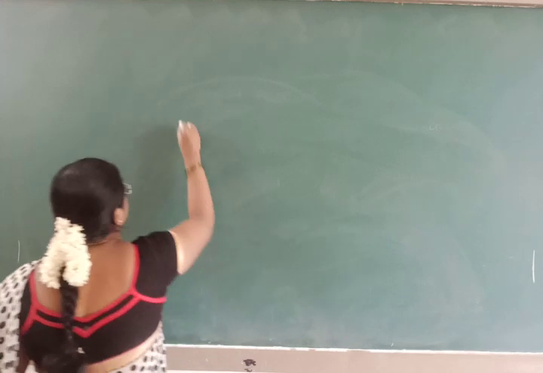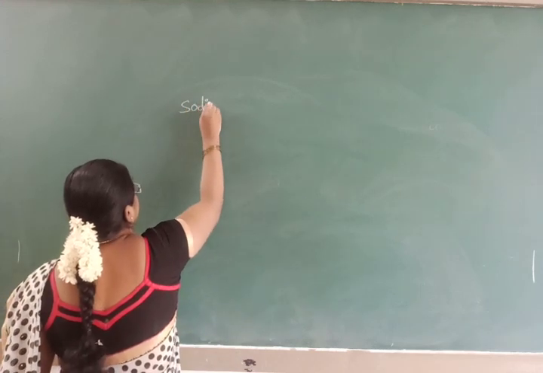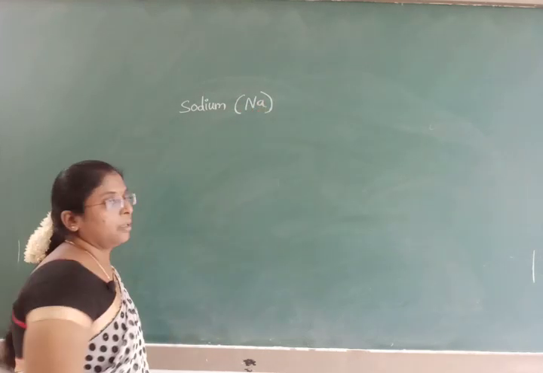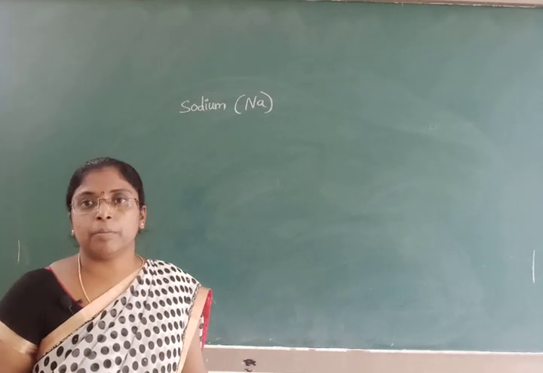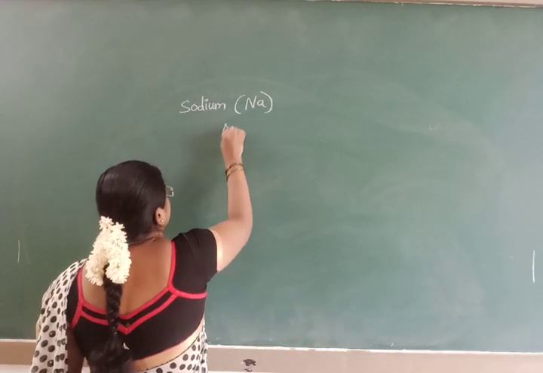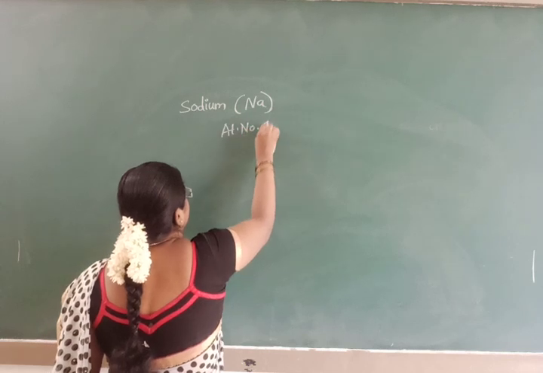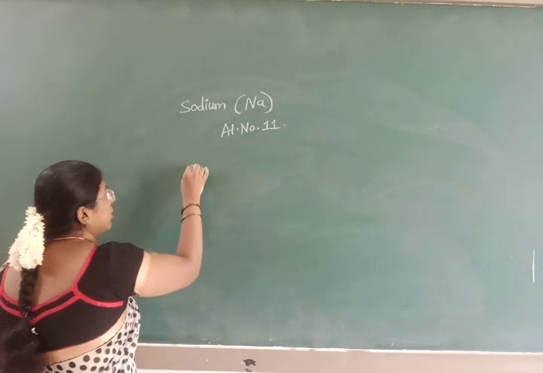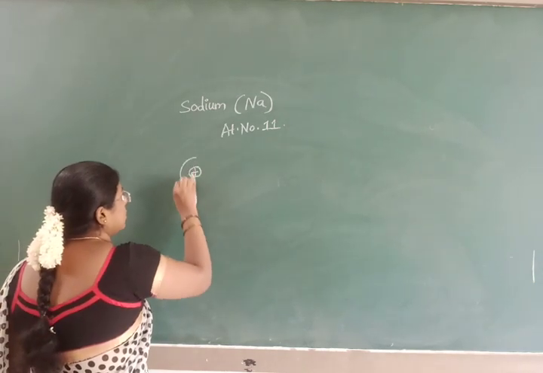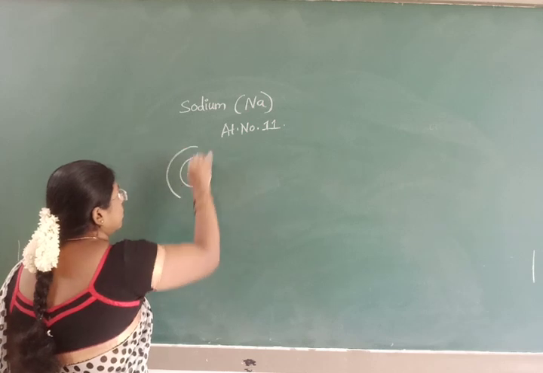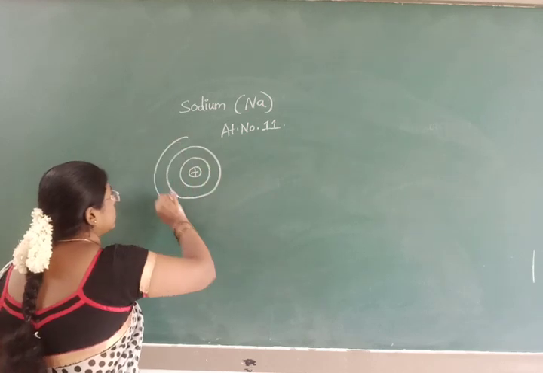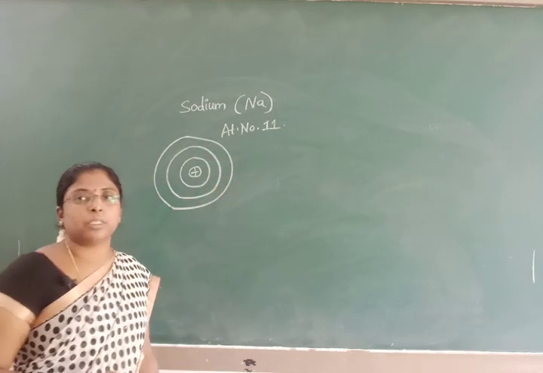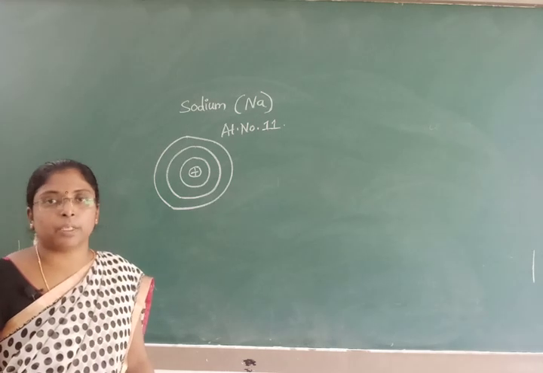Let us take an example of sodium. Sodium is represented by the symbol Na. Sodium has atomic number 11. If I take the positively charged nucleus, first shell, second shell and the third shell, the total number of electrons is how much here? 11. Atomic number represents the number of electrons.